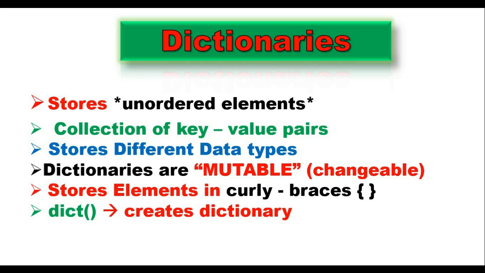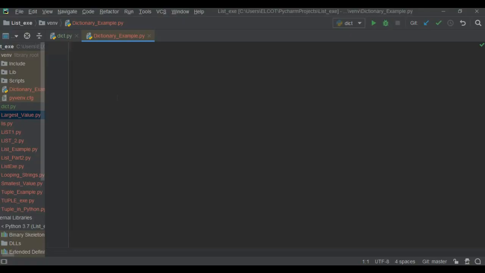Let's dive into a program, then only you will be able to understand what dictionaries are. For this example, I'm going to use the PyCharm IDE, and here I've already created a project, and under that project I've already created a file. So here I'm going to take the same example, that is the restaurant menu example. I'm going to create items equal to within curly braces.